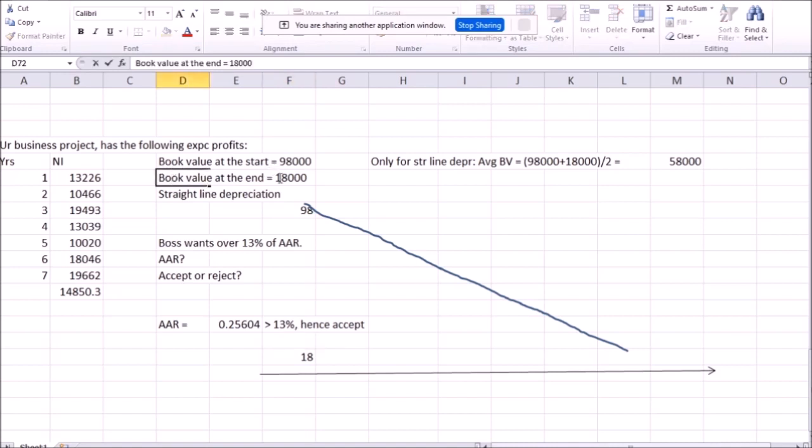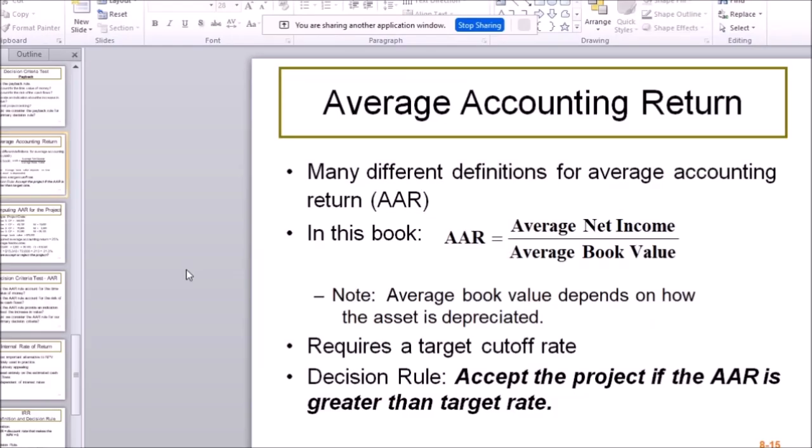If we change the numbers a little bit, let's say this is only down to 78,000. Let's see what happens. This turns to 88. Our rate is still 16%. Let's reduce some of the numbers. There it is. Now we reject. Now we reject because average accounting return is not greater than 13%. Right?